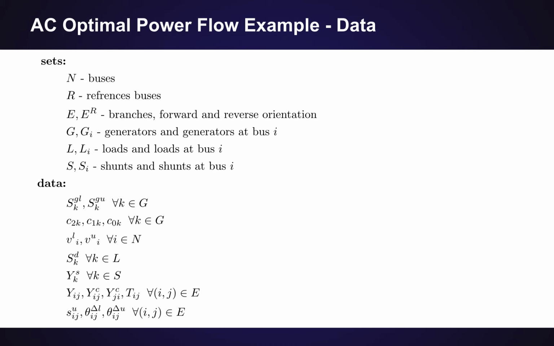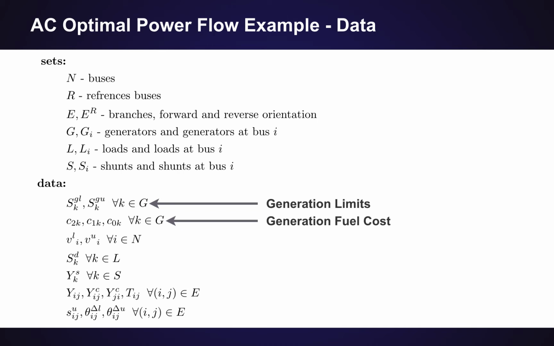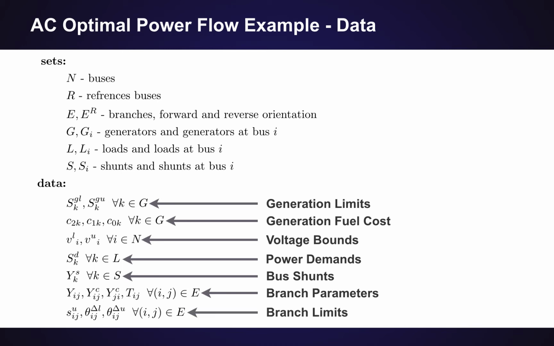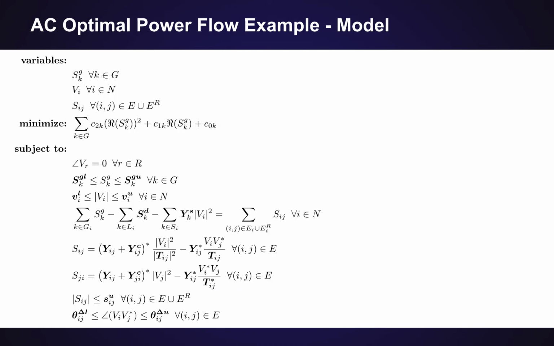Then for each one of these different types of things, we have particular data. We have generation limits, both real and reactive power, or active and reactive power. We have the generation fuel cost parameters, which are coming from Matpower. We have voltage bounds, which are in both formats. We have power demands, a collection of those, bus shunts, and a collection of those. Branch parameters, these are like the static parameters for charging, admittance, and transformers. And then you have the branch limits, like the thermal limit and the angle difference limits.